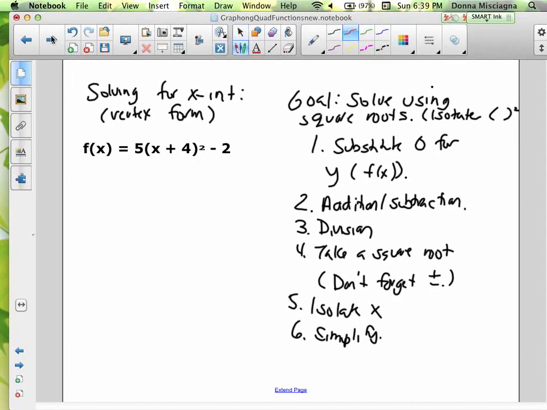All right, so first thing we need to do, we need to substitute 0 for f of x. So we have 0 equals 5 times (x plus 4) squared minus 2. All right, now we're going to add 2 to both sides because we got to isolate this something squared. So addition subtraction first. So we have 2 equals 5 times (x plus 4) squared.